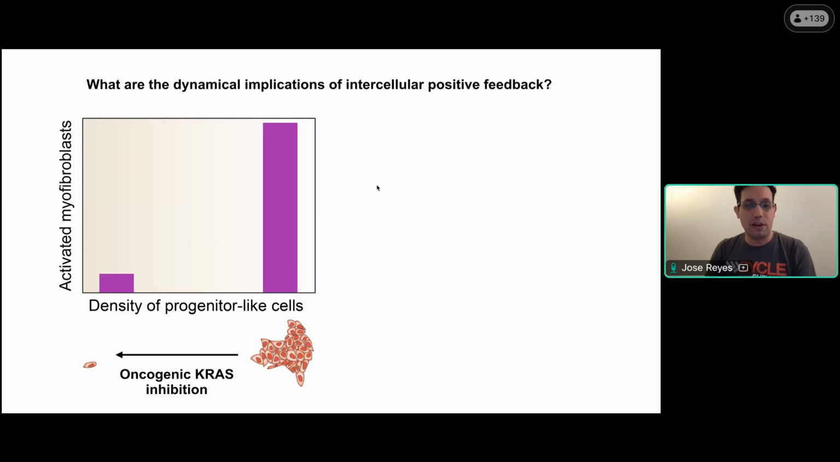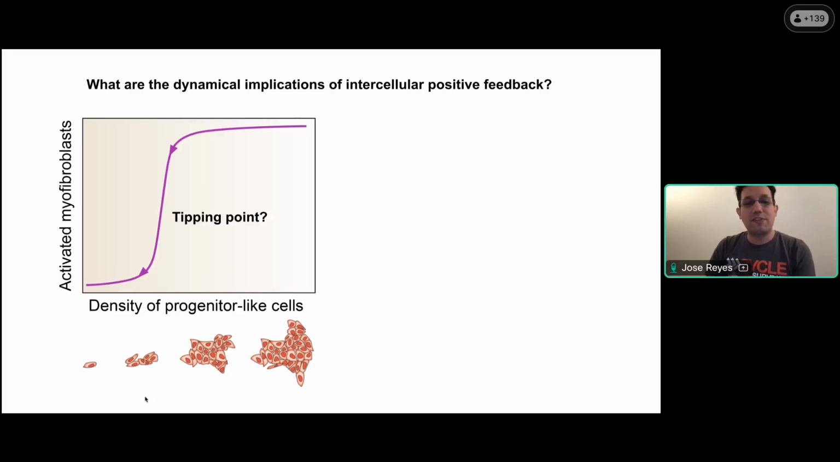For example, I presented an experiment in which I drove a system that had really high abundance of progenitor-like cells to a state that had really low abundance by a really high dose of oncogenic KRAS inhibition. And I showed you that this had profound implications in the type of microenvironment cells that surrounded these cells. But within this x-axis, we can imagine an entire continuum of different densities of progenitor-like cells. And I cannot help but wonder, is there a critical number of cells that we have to get rid of in order to lead to the niche collapse? Is there a tipping point in this system?